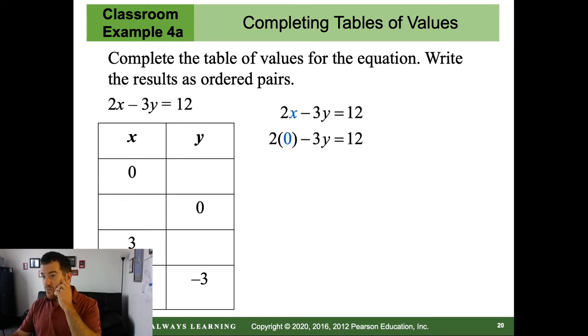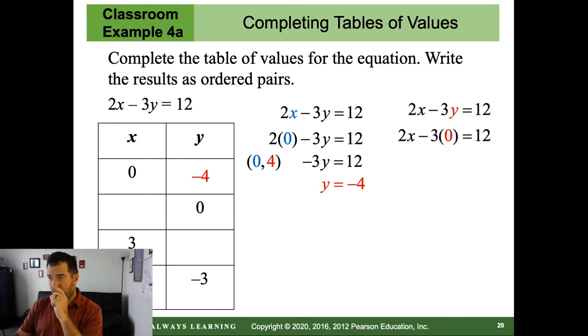Okay, so plugging in a 0 for x, I think you're left with negative 3y equals 12. Divide both sides by negative 3, you get negative 4. So that goes there. Plugging in a 0 for y this time, you're left with 2x is equal to 12. Divide both sides by 2, x equals 6.